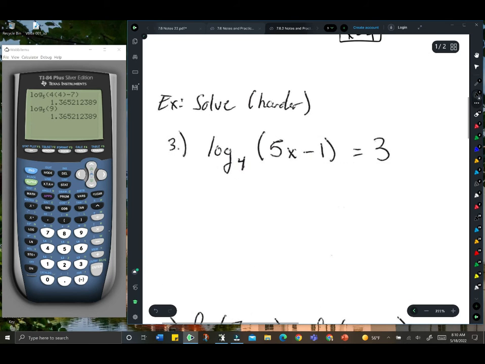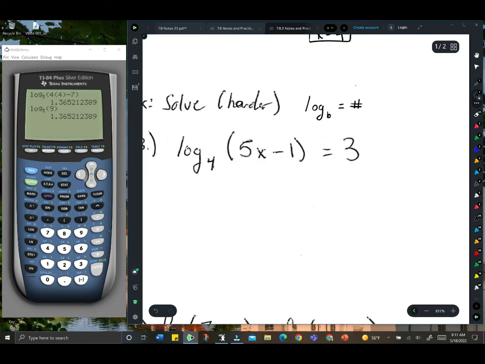The next ones are harder. It always gets a little more challenging. Harder examples are when there is a log with a base and it's equal to some other number. If there's not a log on the other side, it's a little more challenging, and I like to use something known as the base trick.